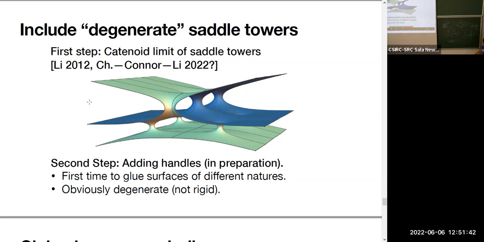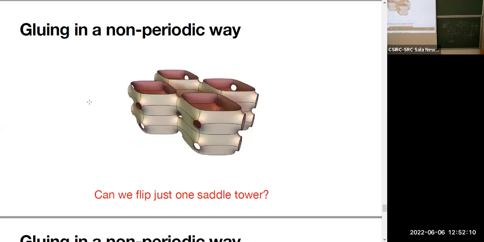And this is obviously a degenerate configuration because this thing remains balanced if you move this saddle tower along this edge. It is still balanced. So even the vertical ones and the horizontal flux, they are all balanced. So we need some more delicate technique to do this, and then gluing saddle towers in a non-periodic way.